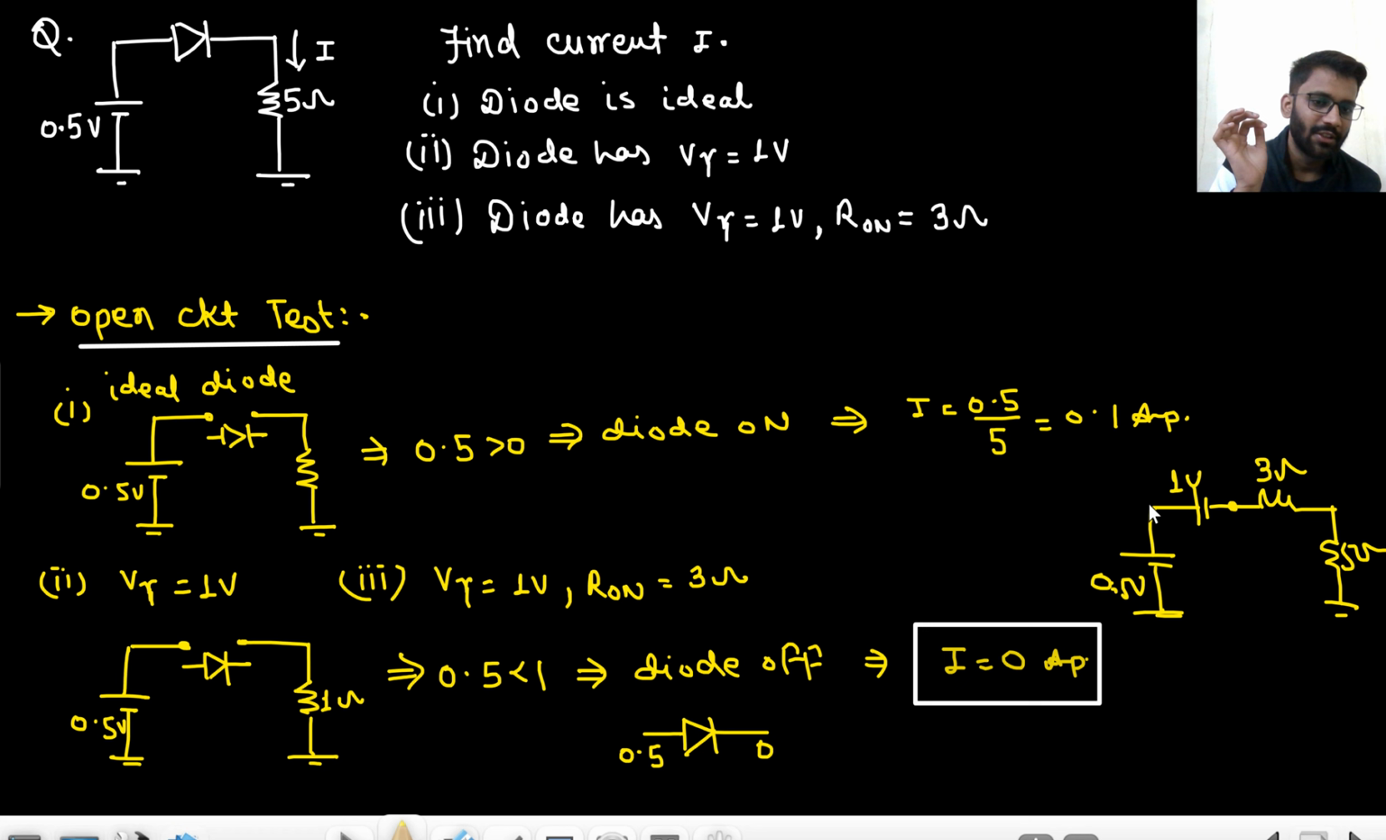Here I am having 0.5 voltage. Here I am having 0.5 minus 5, that is minus 0.5 voltage. That means I am having current in this direction. The diode was this, and you are having the current in this direction.